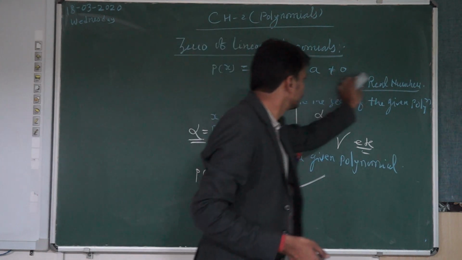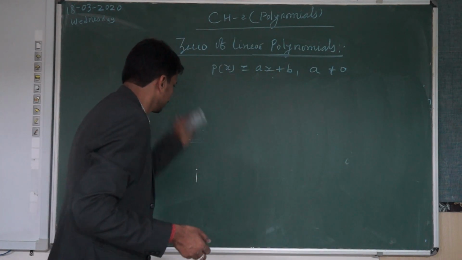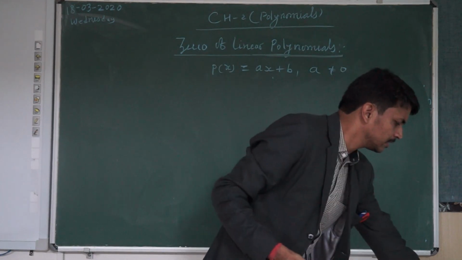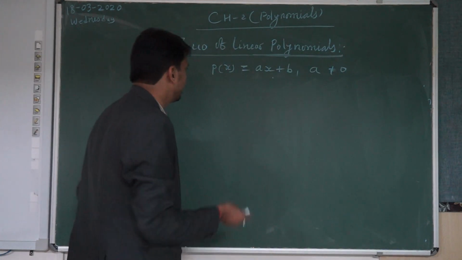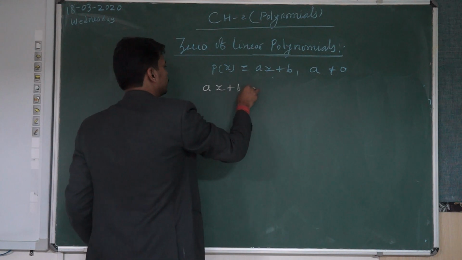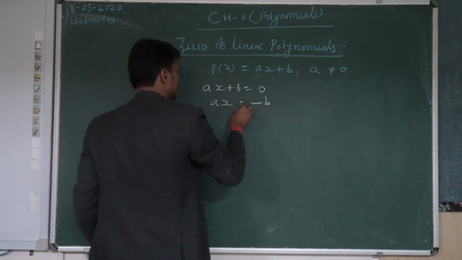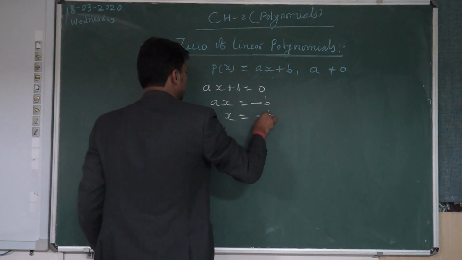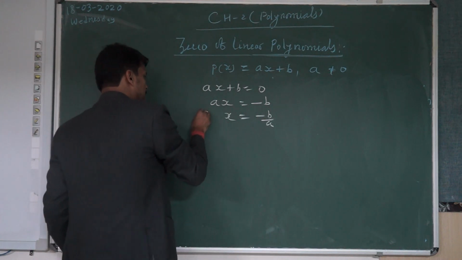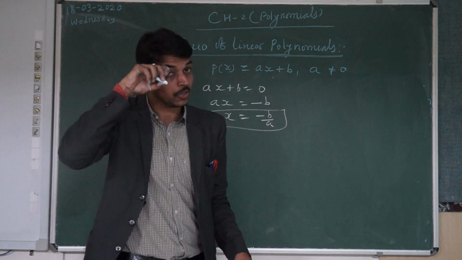Now in general, if your polynomial is given in the form of ax plus b, equate this to 0 and solve for x, we'll get x equal to minus b by a. This is also alpha, we can say the zero of a linear polynomial.